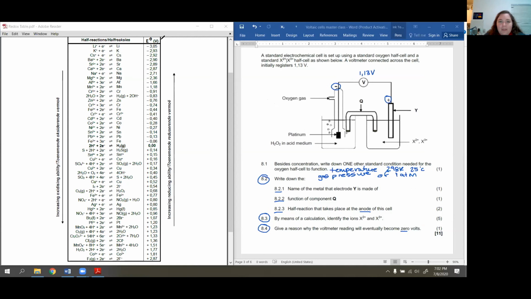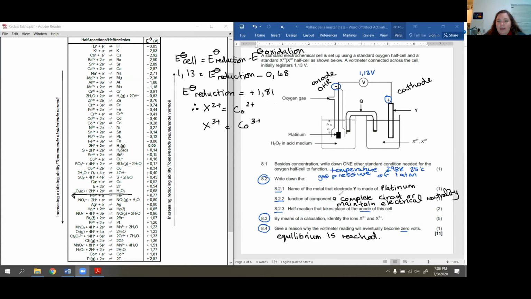All right, so if I continue now, the name of the metal that electrode Y is made out of is platinum. It has to be platinum because we've got 2 aqueous ions in solution. We don't know what they are yet, but they're 2 aqueous ions. So we're going to need our inert electrode. So Y must be platinum. Okay. The function of component Q, our salt bridge, is either to complete the circuit, or to maintain electrical neutrality, or you could say to keep the 2 half cells separate. Any of those is acceptable.